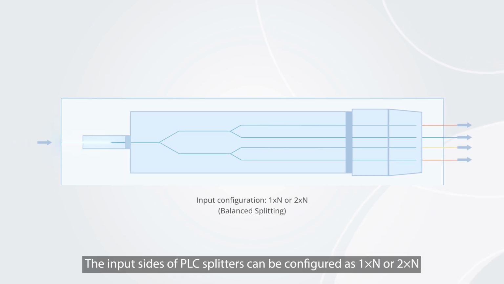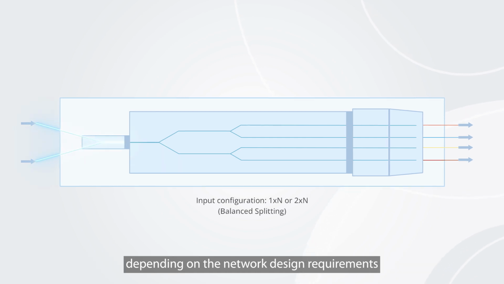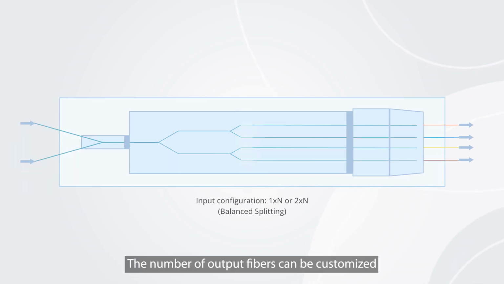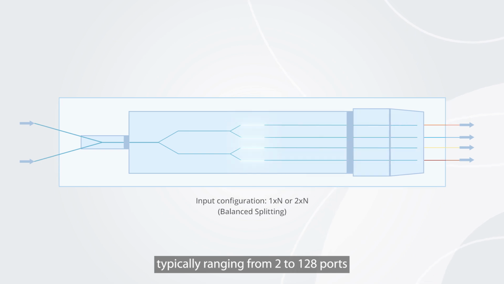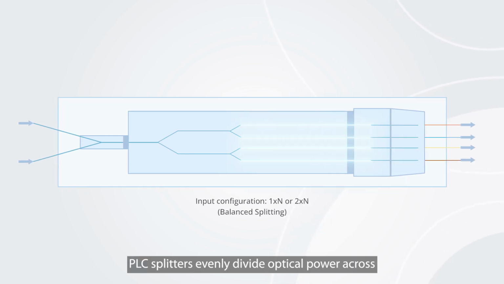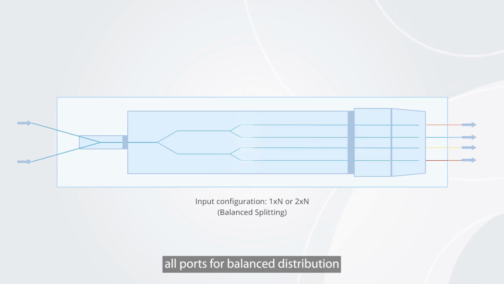The input sides of PLC splitters can be configured as 1x(n) or 2x(n) depending on the network design requirements. The number of output fibers can be customized, typically ranging from 2 to 128 ports. In most cases, PLC splitters evenly divide optical power across all ports for balanced distribution.